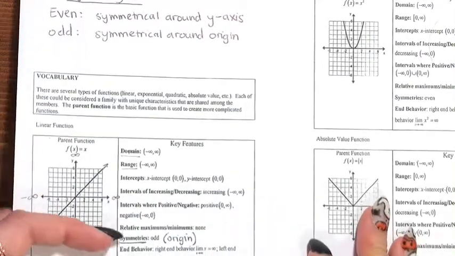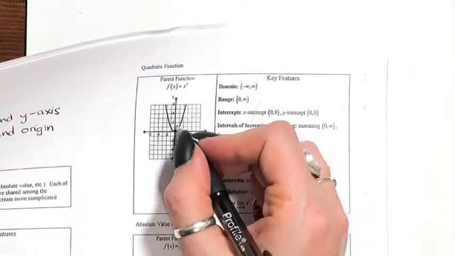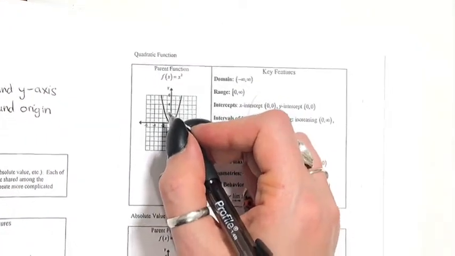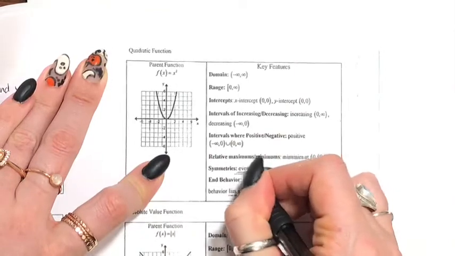And then ones that have even symmetry are going to be ones that look like this next one. Here's a graph of a quadratic function or a parabola. You've heard them called that before. See how I could fold it in half over that y-axis. So that one is going to be called an even symmetry.